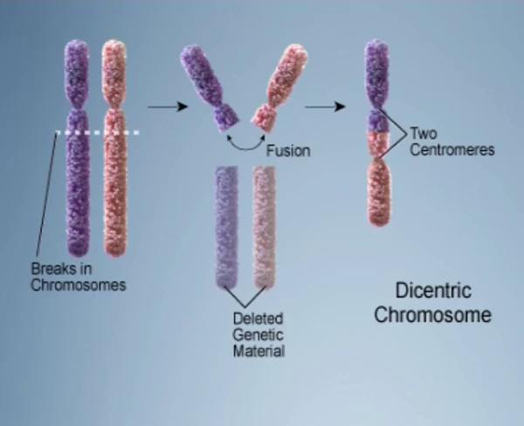Unlike the normal chromosomes, which have a single constriction point, the centromere, a dicentric chromosome contains two centromeres. A dicentric chromosome results from the abnormal fusion of two chromosome pieces, each of which includes a centromere. These structures are unstable and often involve a loss of some genetic material.